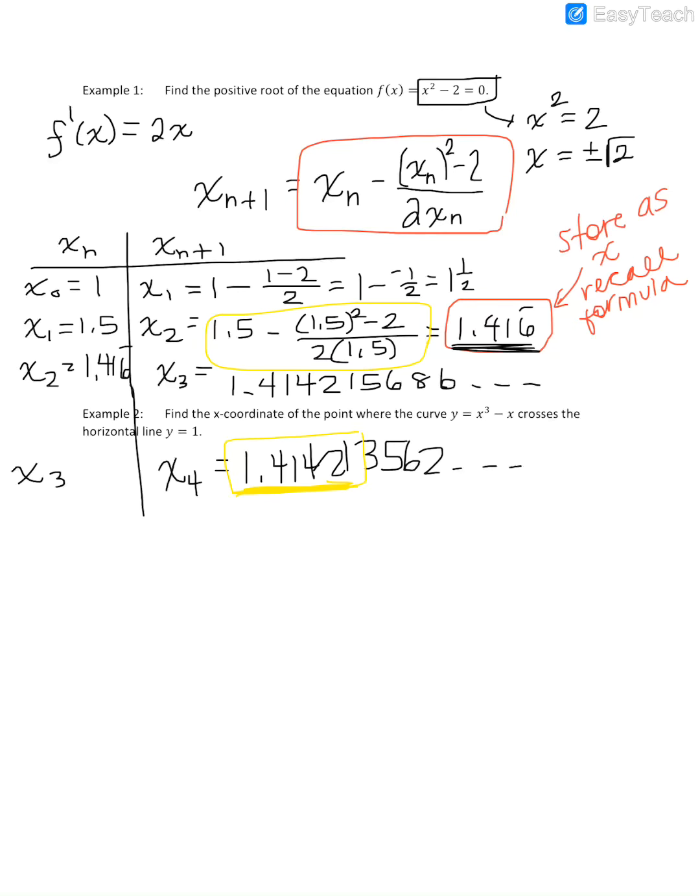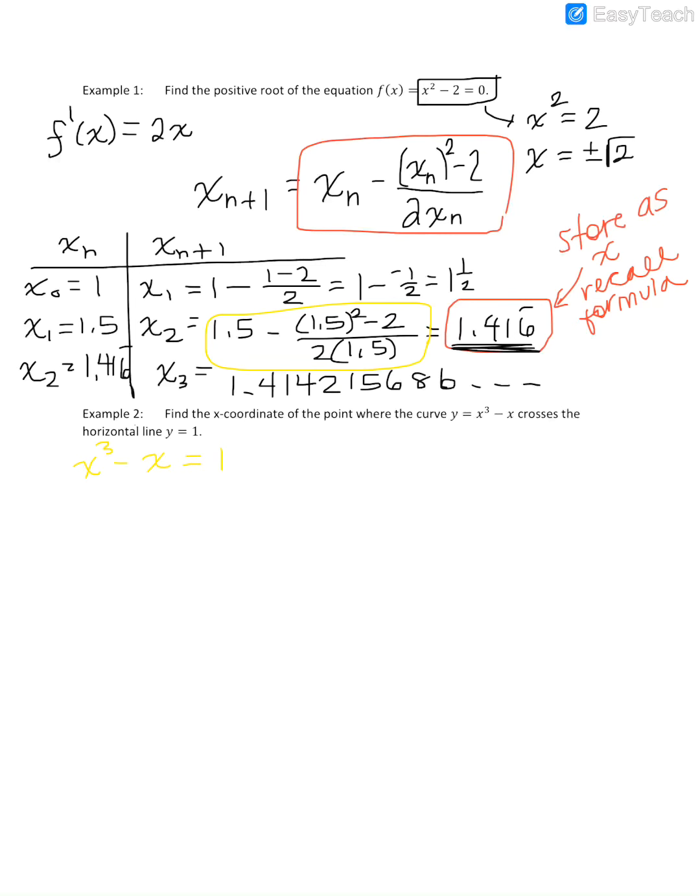We're going to go ahead and try number 2. So on today's notes, I didn't say find correct to however many decimal points. So it's either going to say that, or it might say like find up to x2 or x3, and then that's just how far you go. All right, let's look at number 2. Find the x coordinate of the point where the curve y equals x cubed minus x crosses the horizontal line y equals 1. Okay, so we want where x cubed minus x is equal to 1.